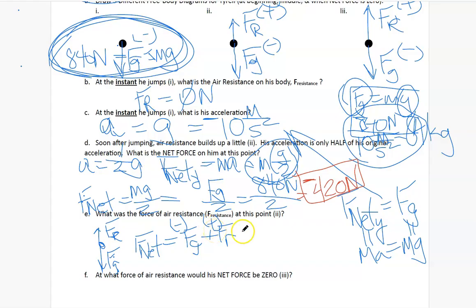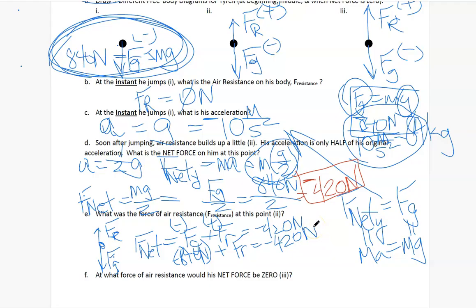And we know they add up to negative 420 newtons. That's what we just calculated. Okay. We know his weight is negative 840 newtons, because that's also pointing down. So the only thing we don't know is air resistance. So his weight is negative 840, and his net force is negative 420.